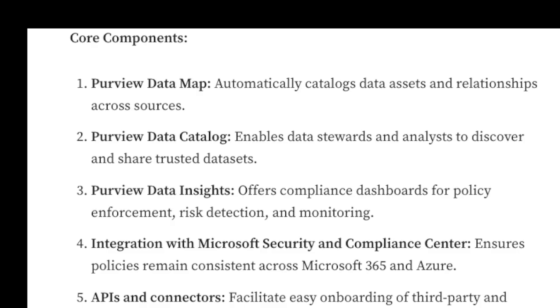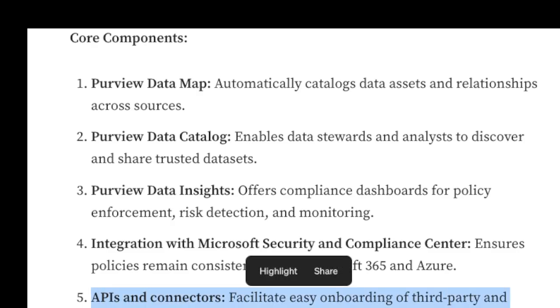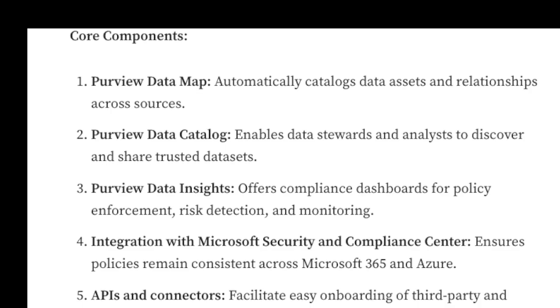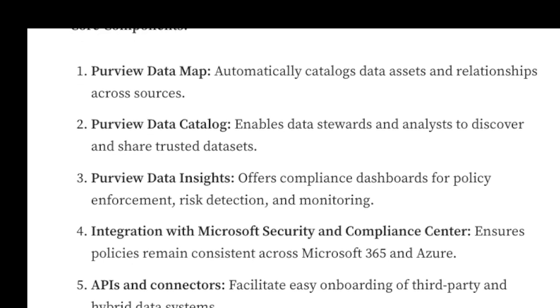And also it offers the use of multiple connectors. As our system increases, we have a centralized location, so we can use more APIs and connectors. So it facilitates onboarding for third party or hybrid data systems, because the onboarding process turns out to be a unified one, the same across different clients.